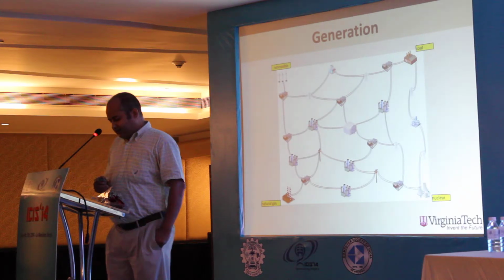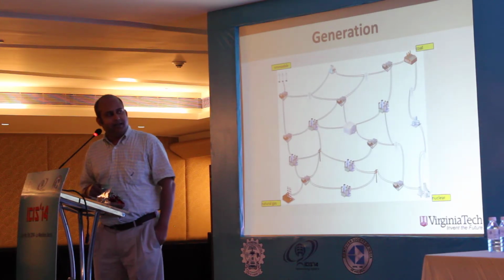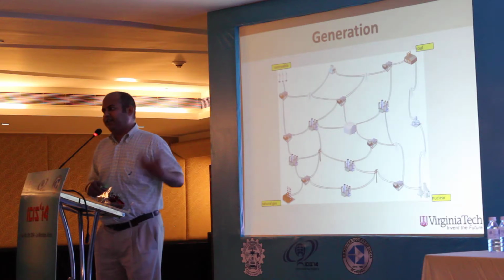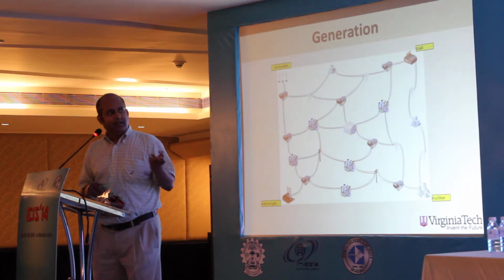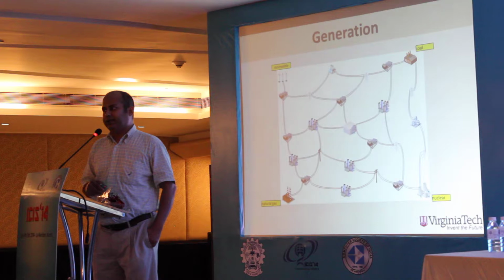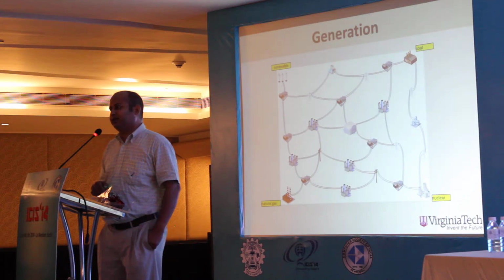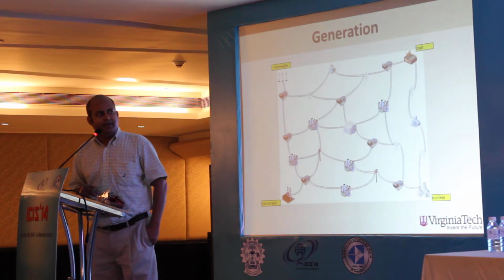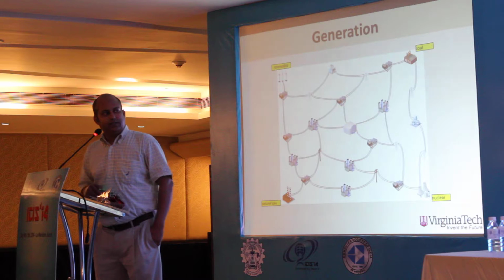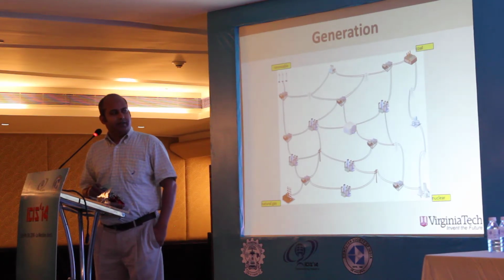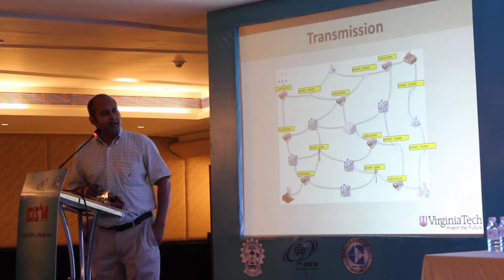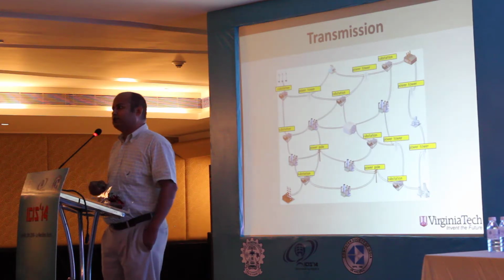So what are the components of a grid? And I already kind of hinted at that. So the first thing is generation. You have various generators, like renewable generators nowadays with wind and solar. You have natural gas-based generators, nuclear generators, coal-based generators, and so on. And these have to be connected to the load centers. So you see that these are connected by huge transmission lines.